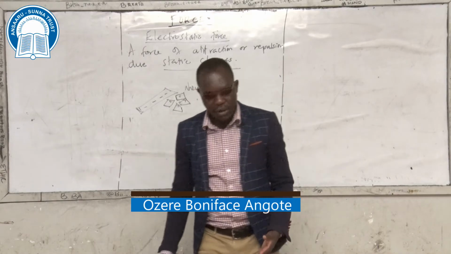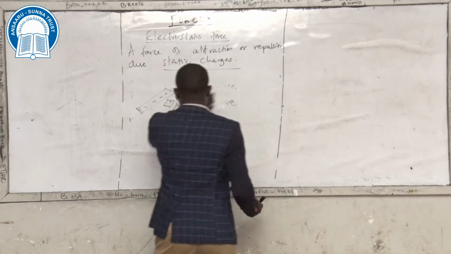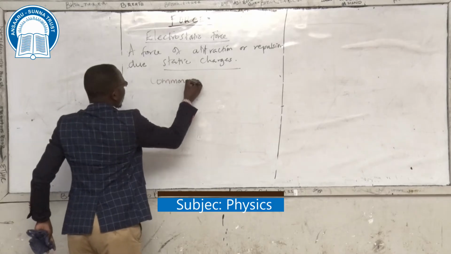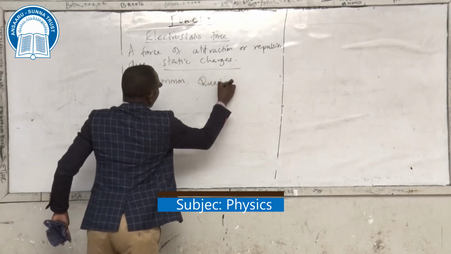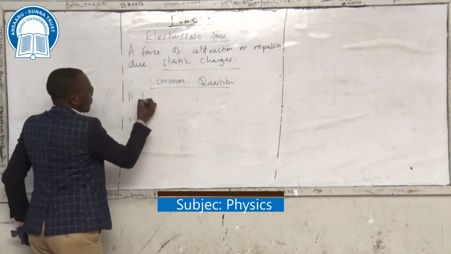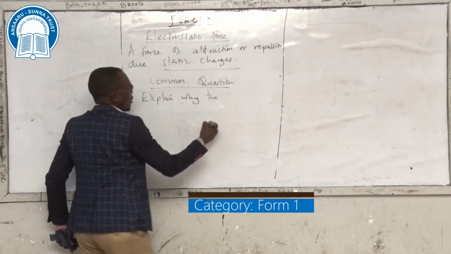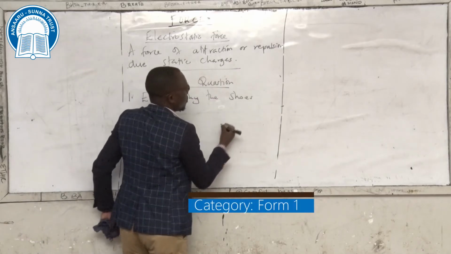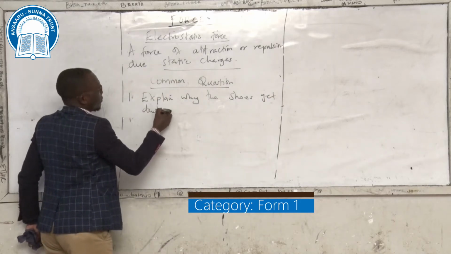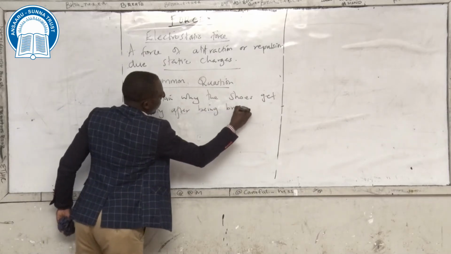So there are many questions you might come across in the exam. The most common questions I give you about this are what I've talked about, and you must be in a position to answer such questions. Number one: explain why the shoes get dusty after being brushed.